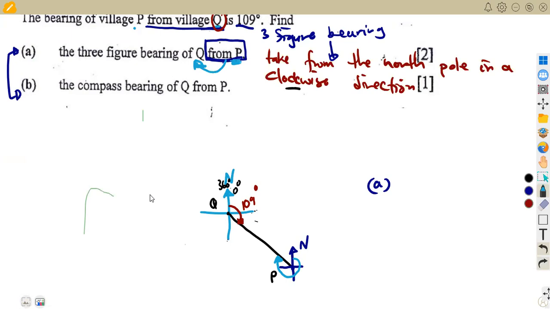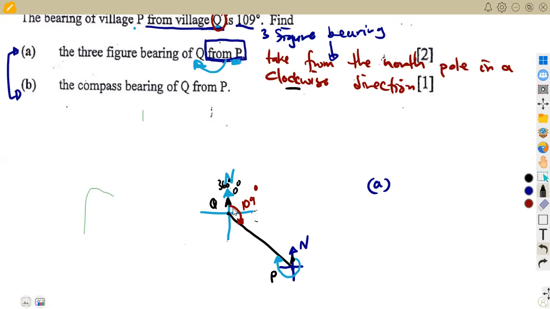Go back to your geometry, consider what we have about parallel lines, because these north poles are parallel, they do not meet. So we are now considering properties of parallel lines. It's no longer about bearing. We now have to consider our parallel lines. What is it that we understand from our parallel lines in terms of angles?